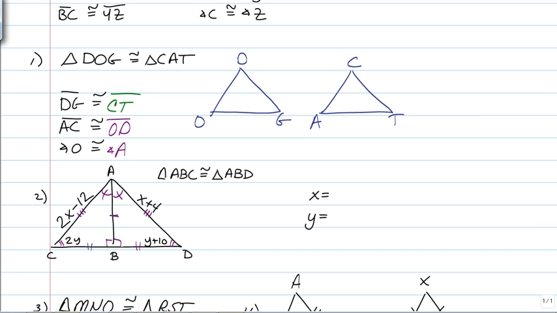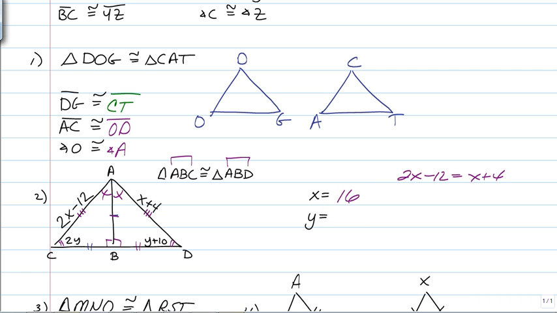So what are we going to do? To find X, we see that this side has 3 tick marks. That side has 3 tick marks. You could also do it with letters, A to C and A to D. So we would just set them equal to each other. 2x minus 12 is equal to x plus 4. So that's going to give us x is equal to 16.